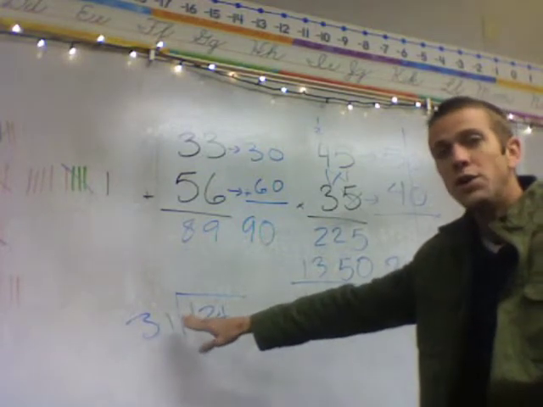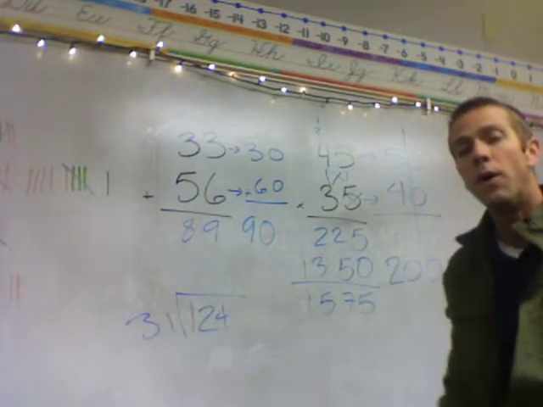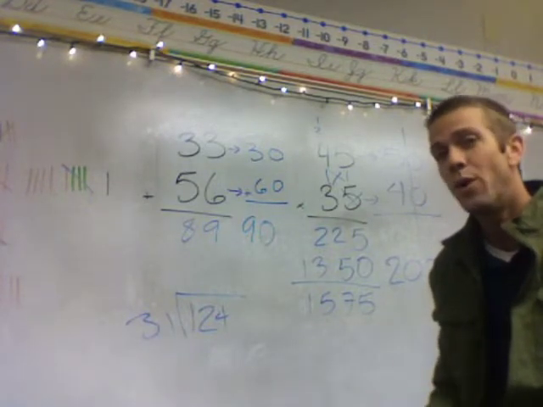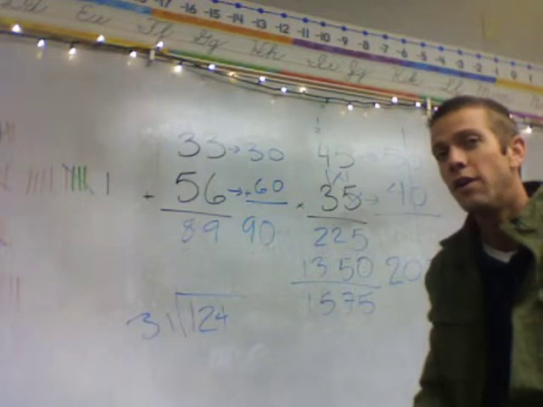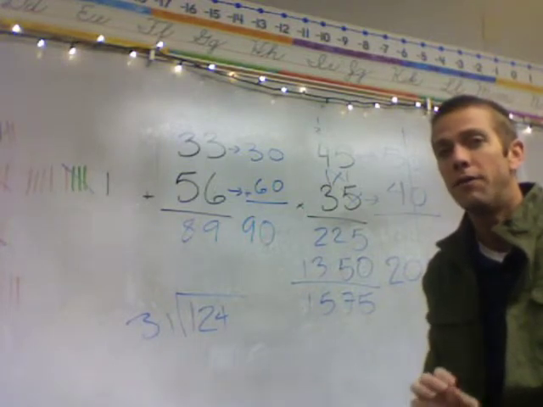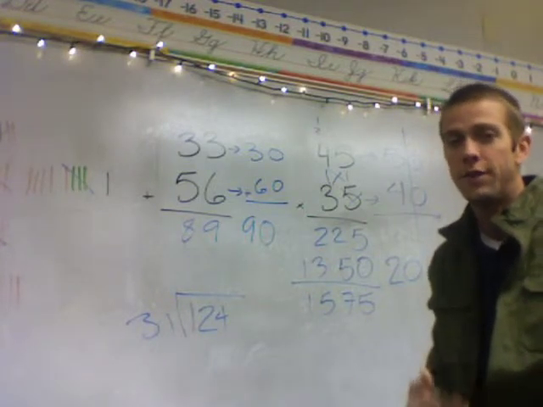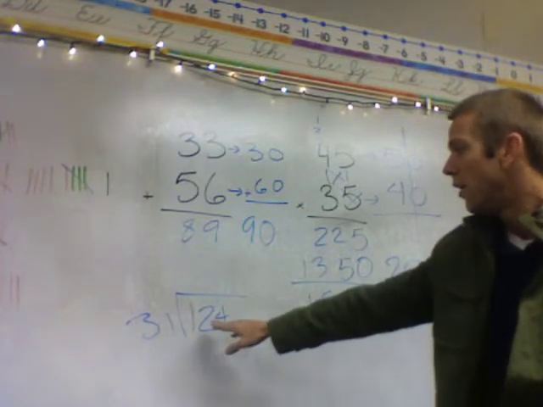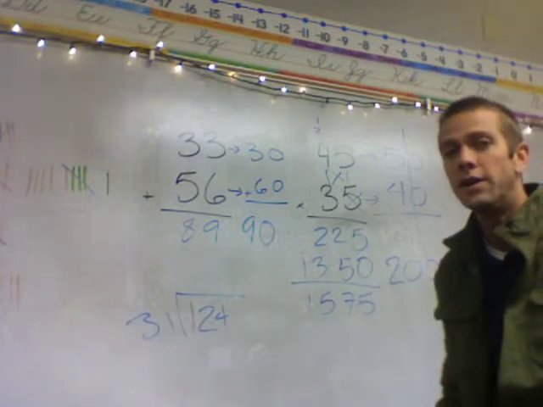So that, you would change to 30. But 124, if you round it to the nearest 10, it's 120. Now 30 fits into 120 perfectly. And when you want to estimate a division problem, that's what you want, a perfect fit. So divide 120 by 30 to solve that one.